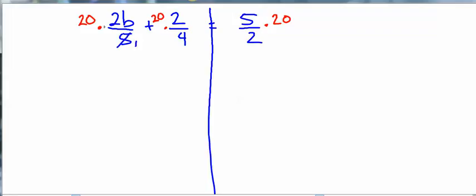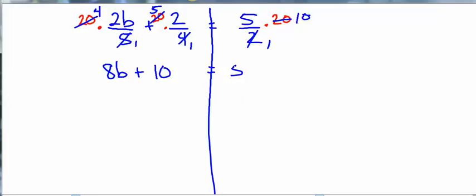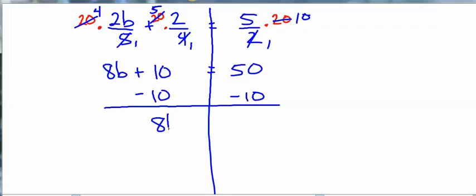Five goes into itself once and it goes into 20 4 times. And 4 times 2b is 8b. Plus 4 goes into itself once, it goes into 20 5 times, and 5 times 2 is... 2 goes into itself once and it goes into 20, and 5 times 10 is... Subtract 10 from each side. 8b is equal to 40, divide by 8, and b equals 5.